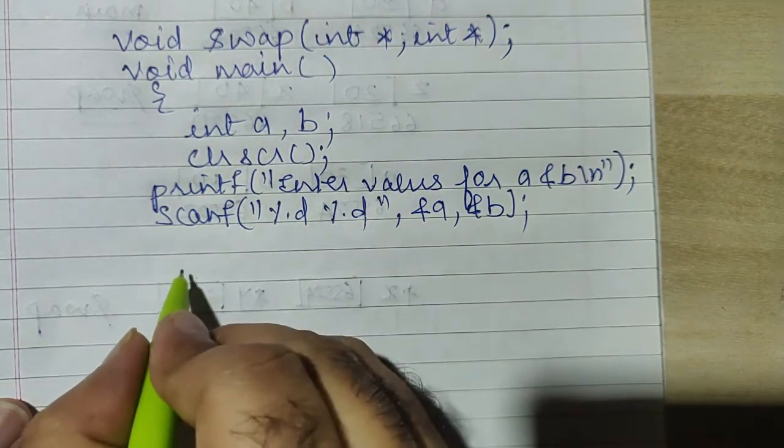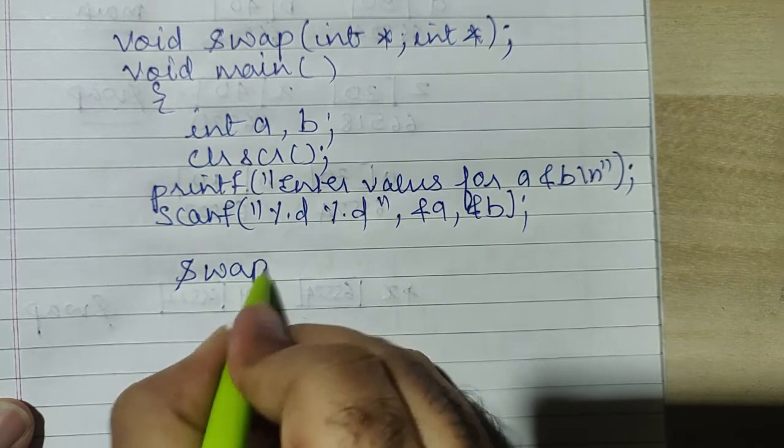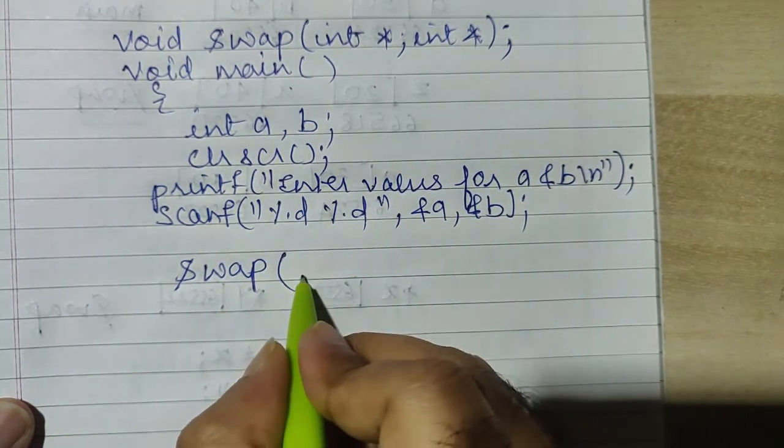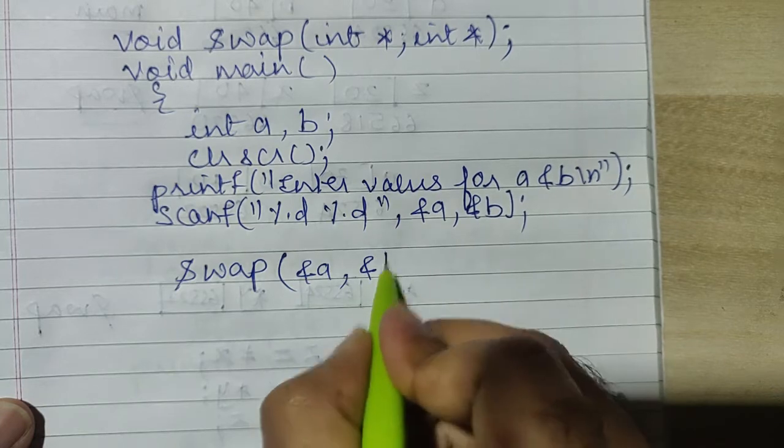Now I want to call the function swap. So swap, and this time I'm going to pass the address of a and address of b.